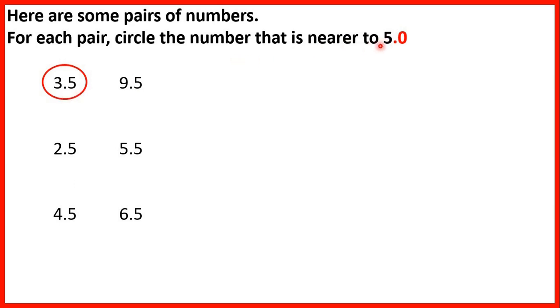3.5 is nearer to 5 because 3.5 is just 1.5 less, but 9.5 is 4.5 more. Now 2.5 and 5.5. Here the number that's nearer to 5 is 5.5. That's only 0.5 more, whereas 2.5 is 2.5 less than 5. And finally, we have 4.5 and 6.5. For this pair, the closest number to 5 is 4.5, because from 4.5 we only need another 0.5 to get to 5, whereas with 6.5 that's 1.5 more than 5.